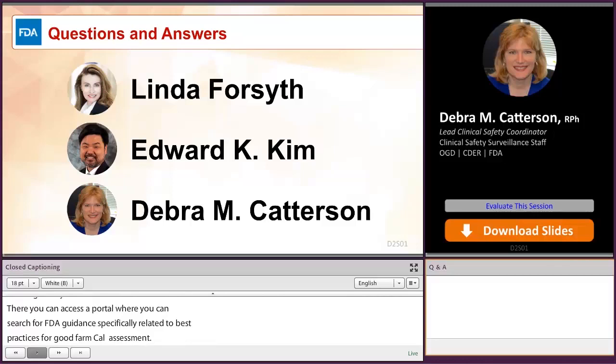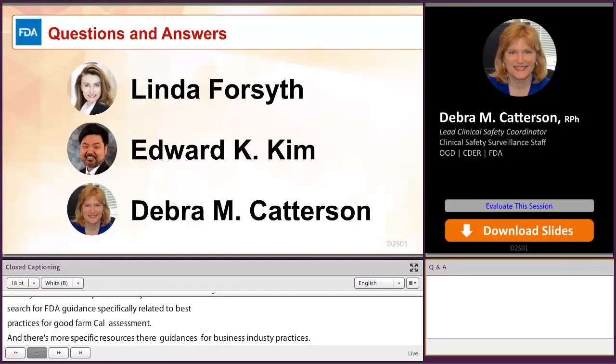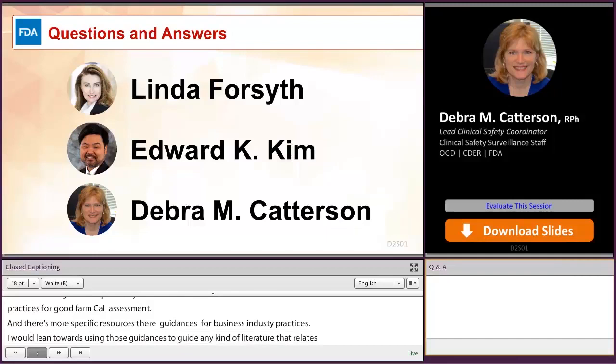I would lean towards using those guidances to guide any kind of literature searches that you'd like to conduct. And again, they are multi-page guidances that contain a wealth of information that you can leverage. If you need more information about that, please don't hesitate to reach out. And I hope that's helpful, and thanks again for your question.